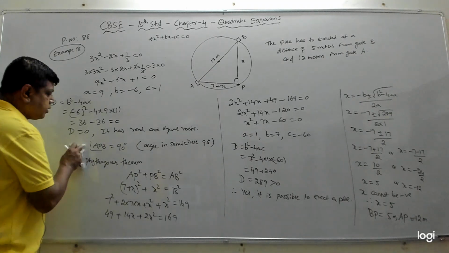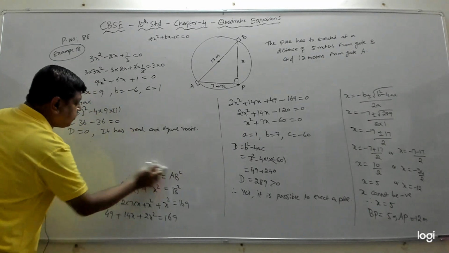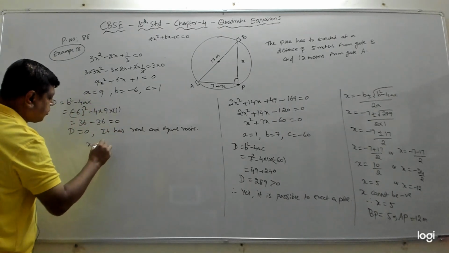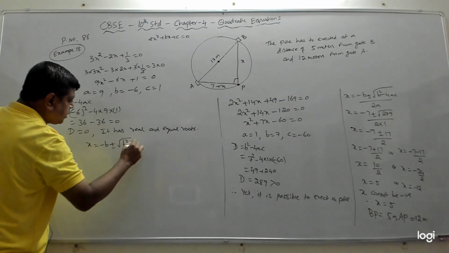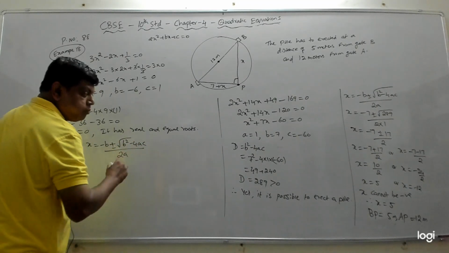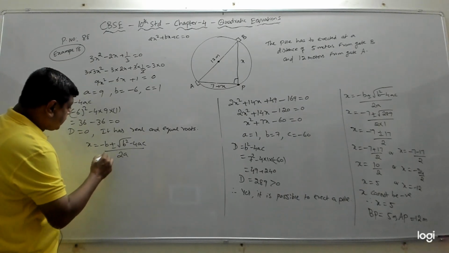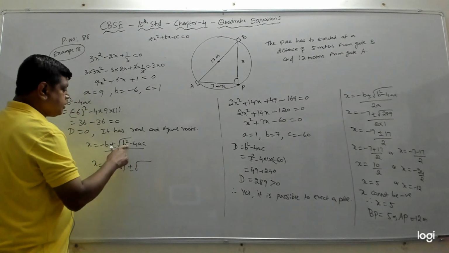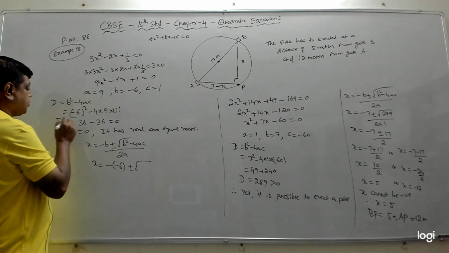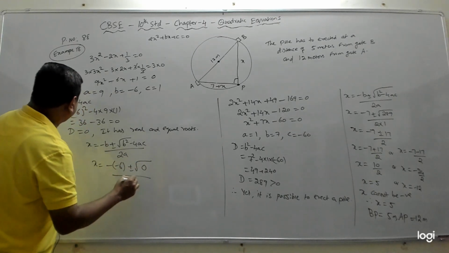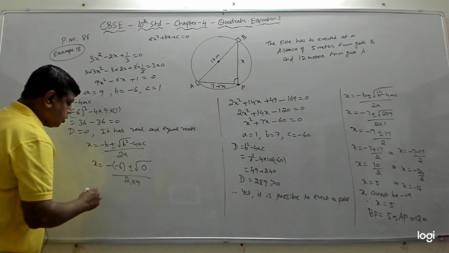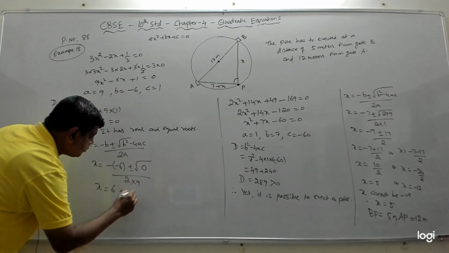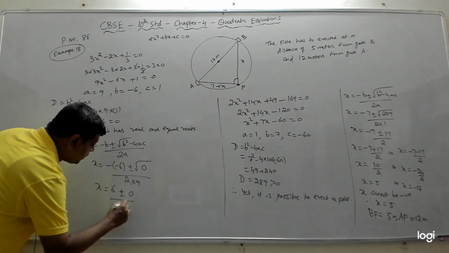Now we have to find them. We said that the roots are real, so we need to find the roots. How do we find the roots? We will go to the quadratic formula. What is the quadratic formula? X is equal to minus b plus or minus square root of b square minus 4ac by 2a. So x is equal to minus b, and b is minus 6. So minus of minus 6 plus or minus square root of b square minus 4ac, which is 0, by 2 into a. 2 into a is 18. So you'll get x is equal to plus 6 plus or minus square root of 0, which is 0, by 18.